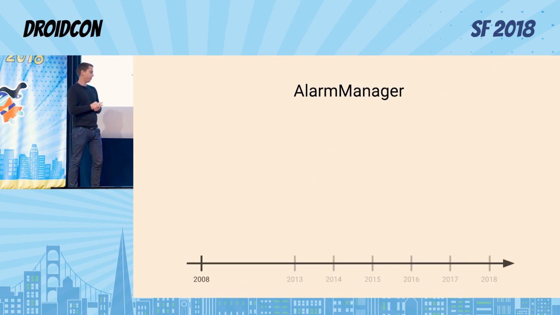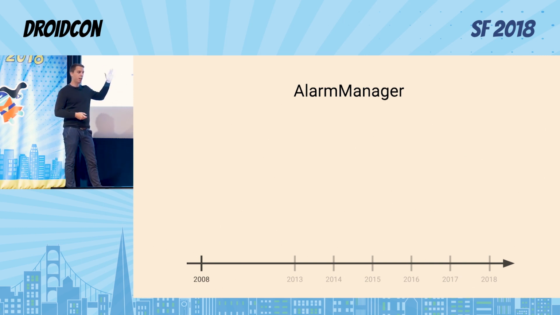So how do we get there? Let's go a little bit back in time and understand how Android has evolved over the years. And that helps us to understand how we got here and why we have all those new APIs on top of that. In 2008, when Android released, we started with AlarmManager.